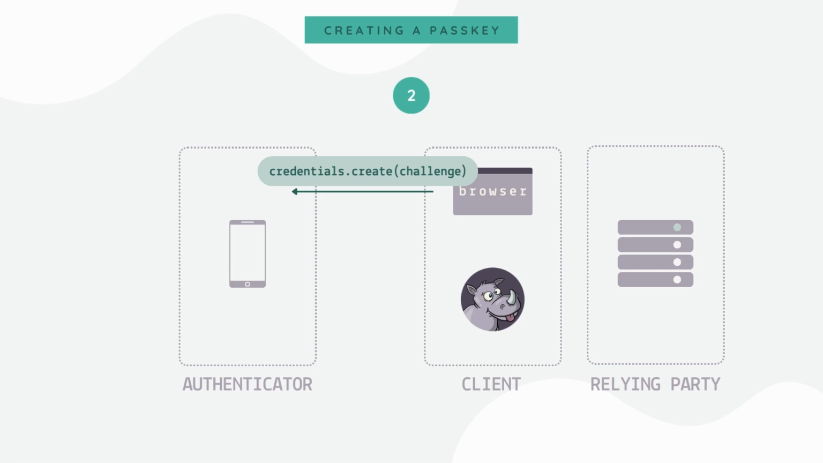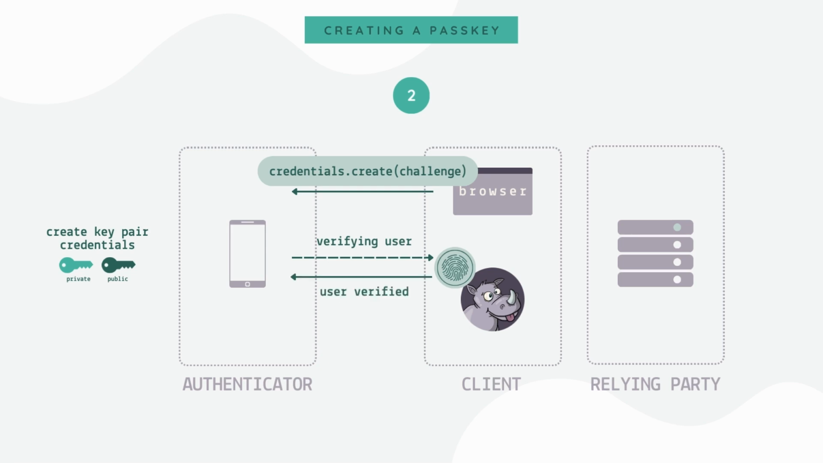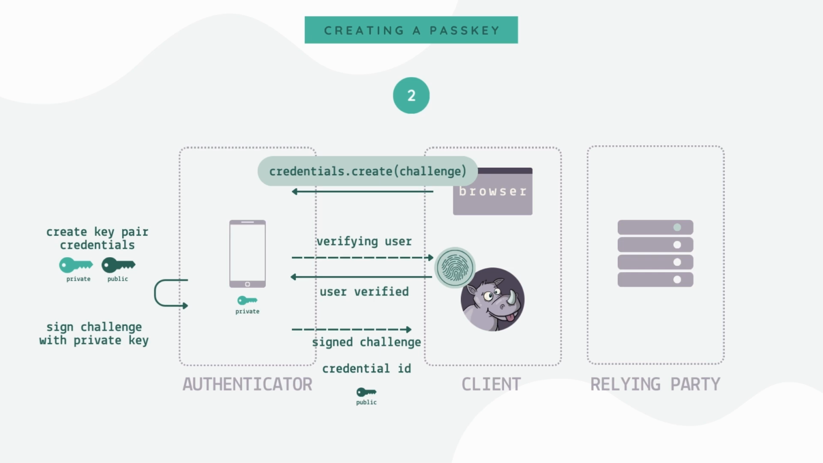navigator.credentials.create method. This will prompt the authenticator to use the challenge it receives to create a new credential key pair. The authenticator will pop up a dialog asking the user for verification. In our case, this verification will be done through a fingerprint. Once the user is verified, the private key is stored on the authenticator and used to sign the challenge. Then the public key, the signed challenge, and the credential ID are sent back to the client.